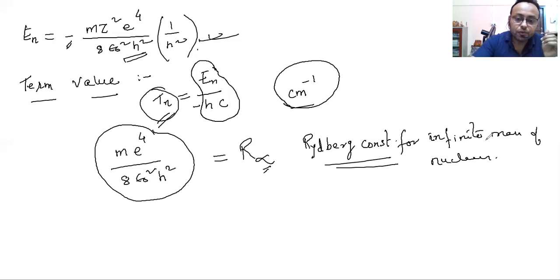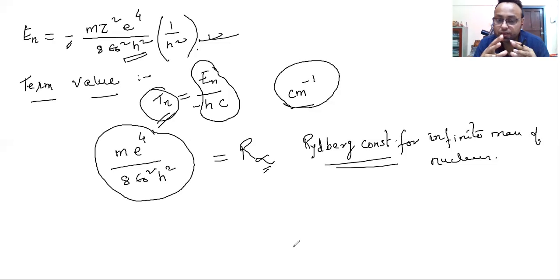So I am using this Rydberg constant infinity term here just to show that I am using this constant for infinite mass of nucleus. I'm using the general concept of Bohr, where Bohr hasn't talked about anything where the nucleus is moving. Bohr assumed that the nucleus is at rest, meaning it's too heavy to move. That was Bohr's consideration, and that's why I'm putting R infinity equal to this.